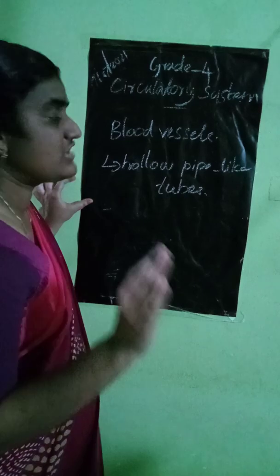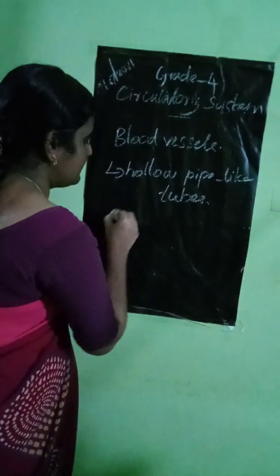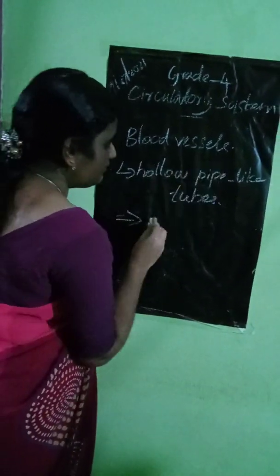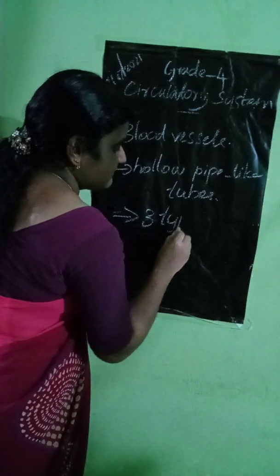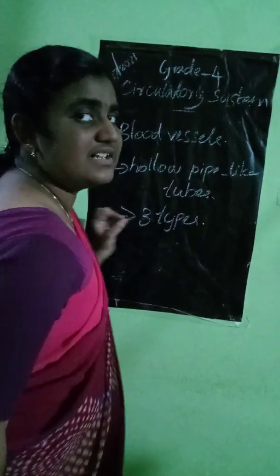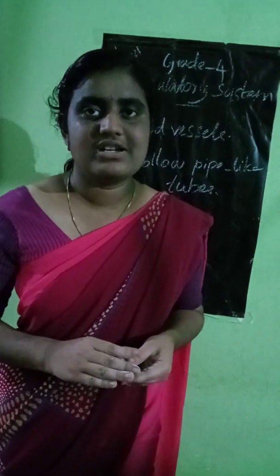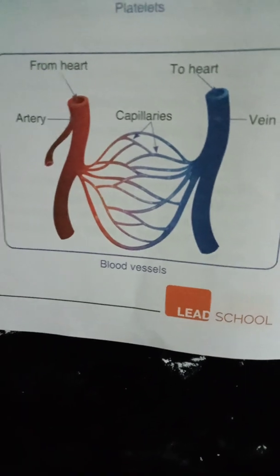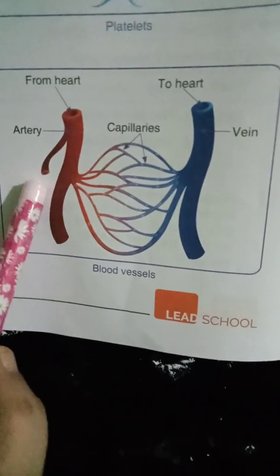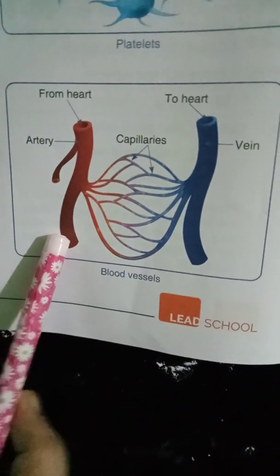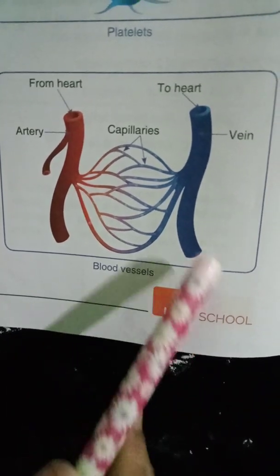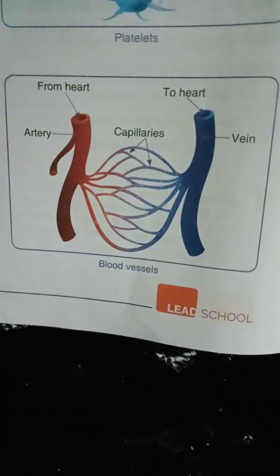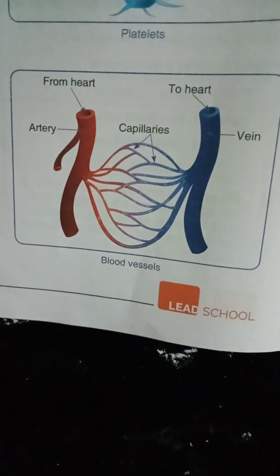There are three types of blood vessels. They are arteries, veins and capillaries. Okay children. The first one is arteries. The second one is veins. And the third type is capillaries.